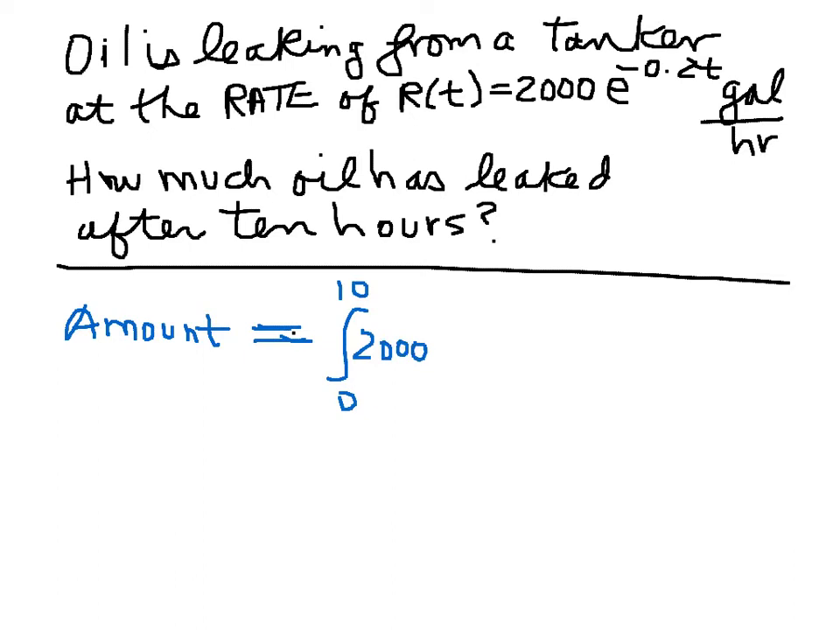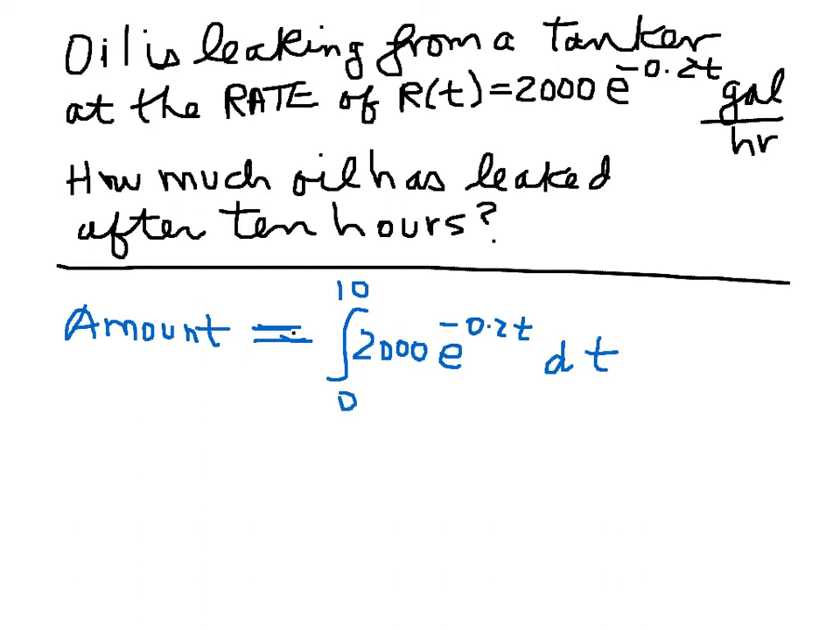2000 times e to the minus 0.2t dt. Now let's take a second and think about that. The units here are gallons per hour. The units here are hours, and so the units for this entire expression will be gallons. Gallons per hour times hours will leave us with gallons.